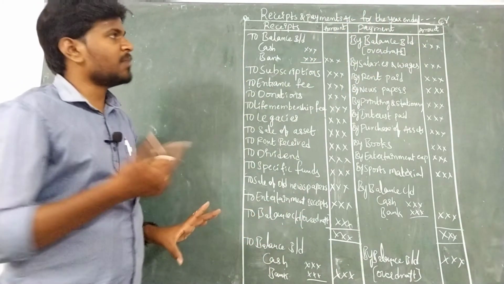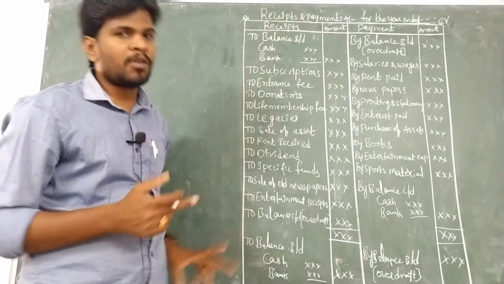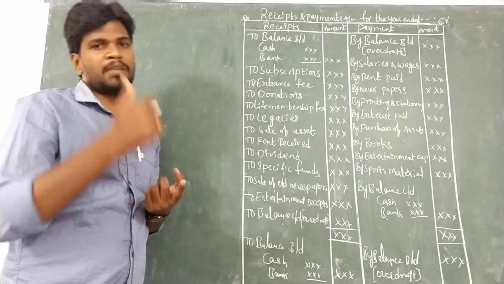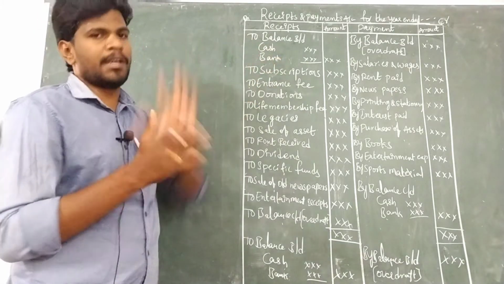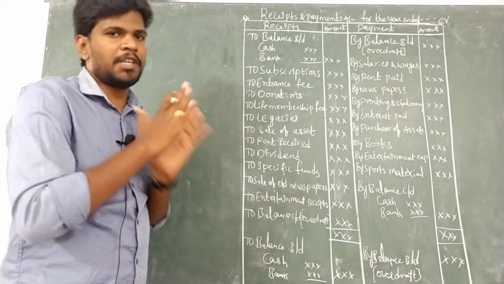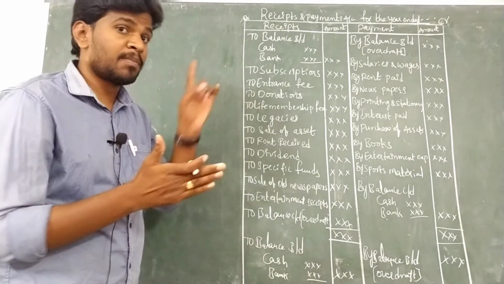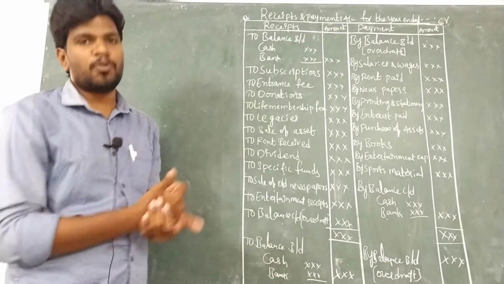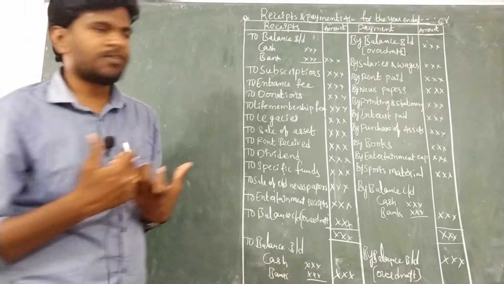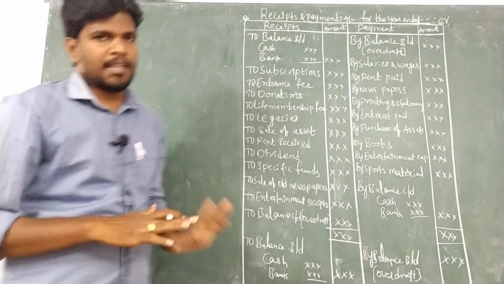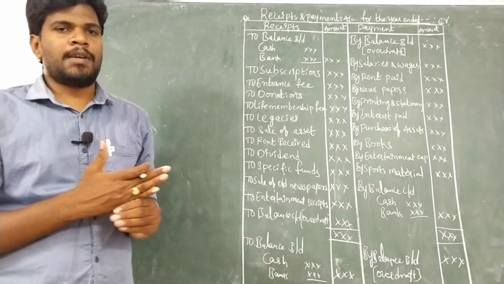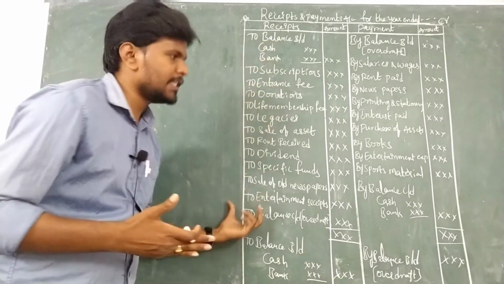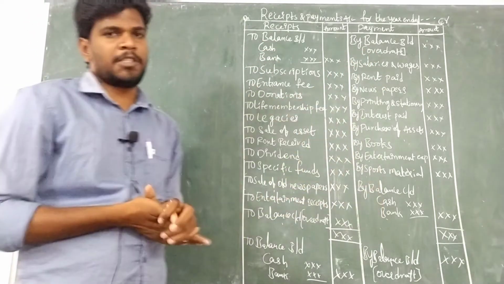At the time of preparing the receipts and payments account, first write the opening balances. Whatever opening balances there are will be recorded. Cash is always debit, but sometimes a bank balance is given and sometimes a bank overdraft. If the bank overdraft is given, it is recorded on the credit side. After recording the opening balance, we have to record all the receipts and all the payments.